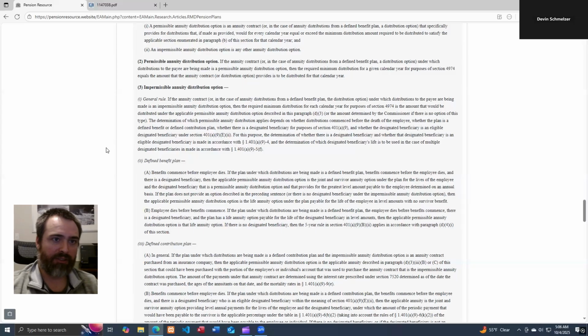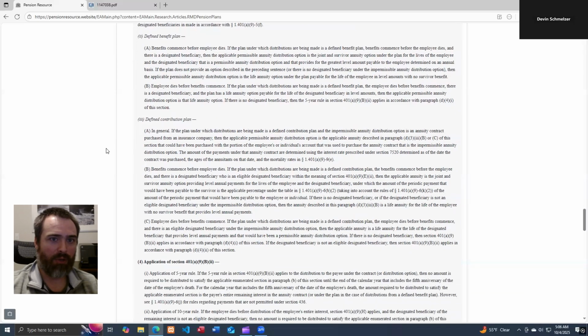One can make the argument that the single life annuity payment applies for both scenarios, the married and unmarried. Reasonable guidance here, reasonable interpretations. Let me keep going on here.